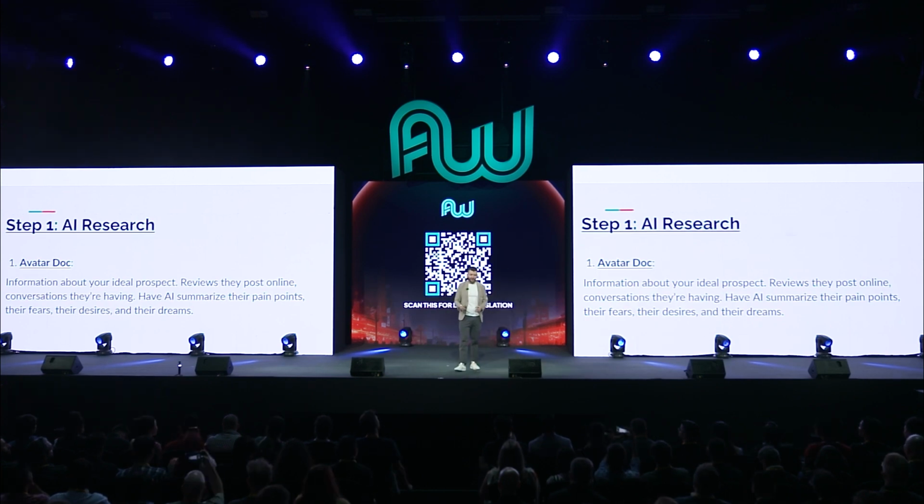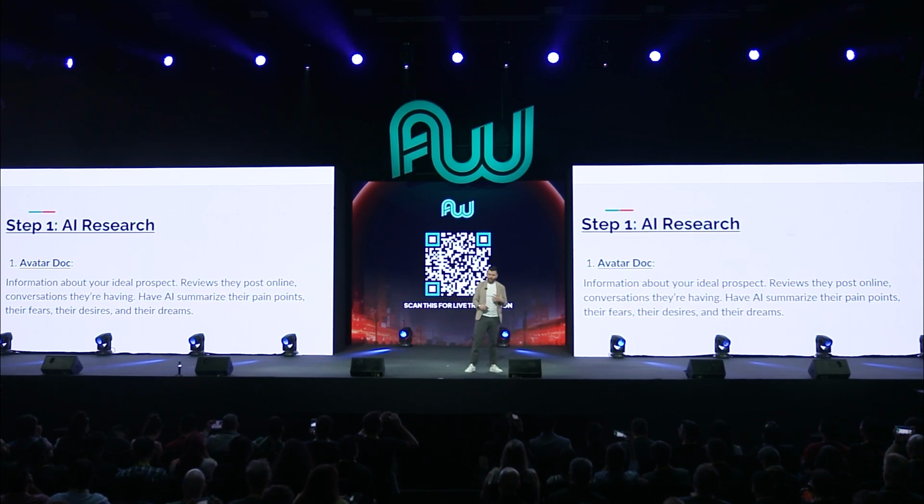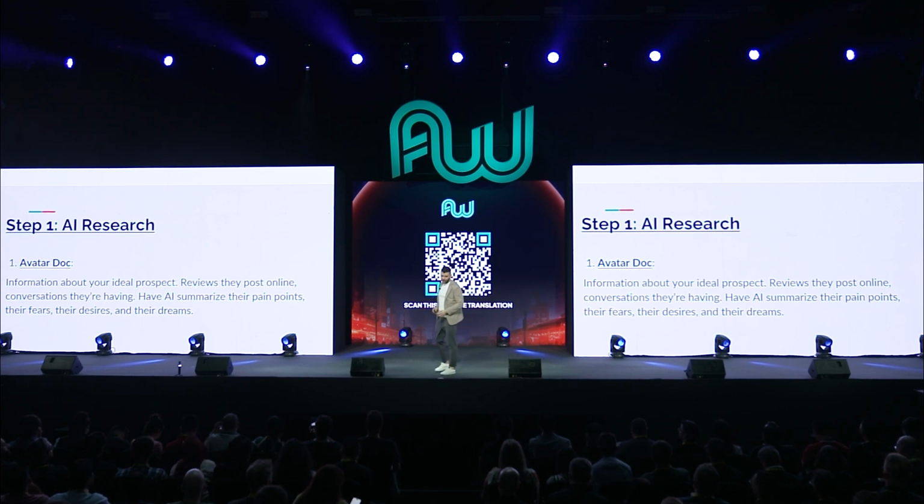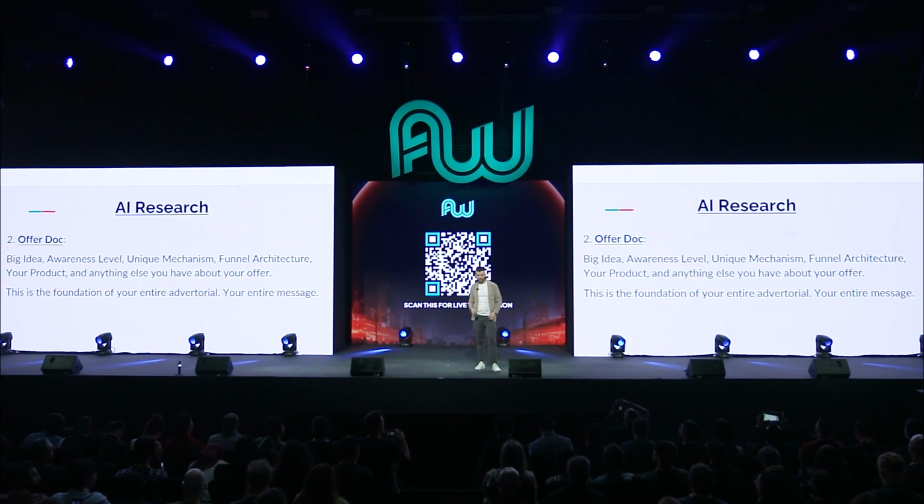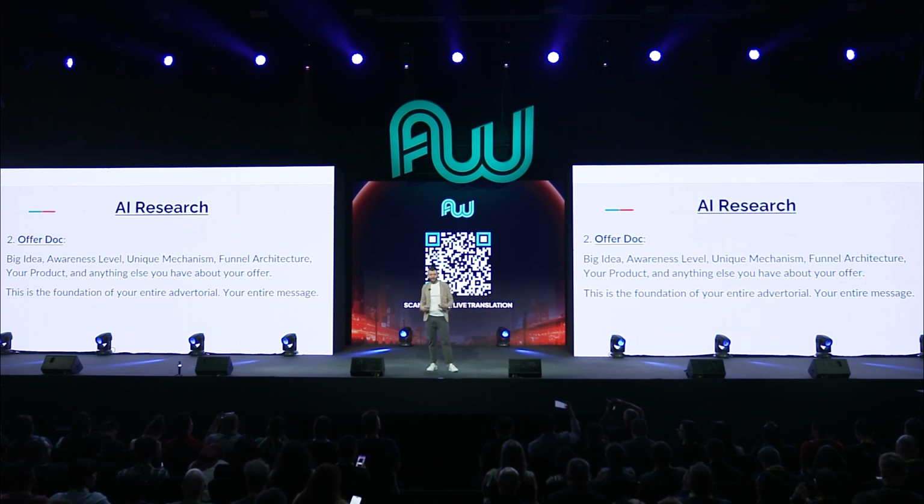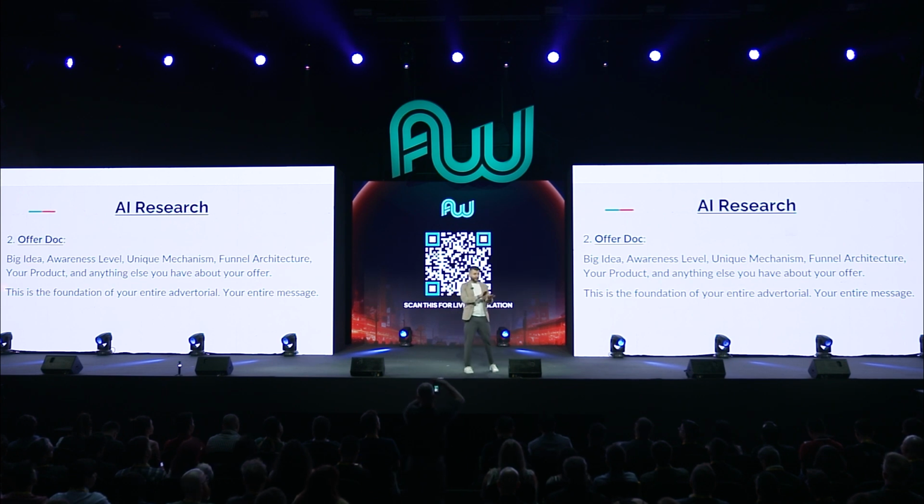So step number one in the AI advertorial process that works extremely well for us is putting together 4 documents. Number one is the avatar doc. This is information about your ideal prospects, reviews that they post online, the conversations they're having. You would have AI summarize their pain points, their fears, their desires, and their dreams. Second one is the offer doc. This is the big idea, awareness level, unique mechanism, funnel architecture, your product, and anything else you have about your offer. This is the foundation of your entire advertorial, of your entire funnel, and it will give AI the whole context, and it will make your funnel congruent.